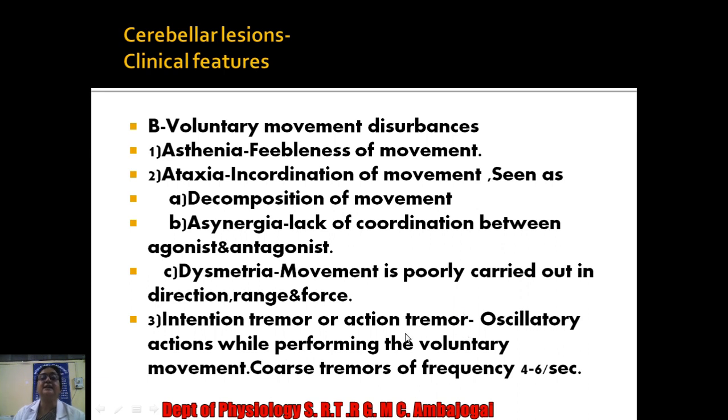An important clinical characteristic feature seen in cerebellar lesion is intention tremor. These oscillatory actions are seen only when the person is doing a voluntary movement, so the terms given are action tremor or intention tremor. These oscillatory movements are absent during the resting condition. They are seen only when the person is doing the movement, and they are coarse tremors with a frequency of 4 to 6 cycles per second.